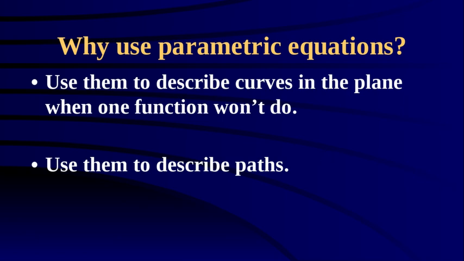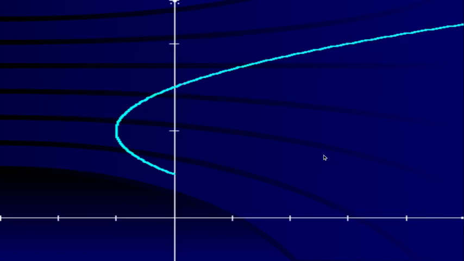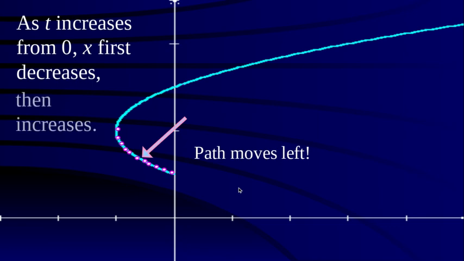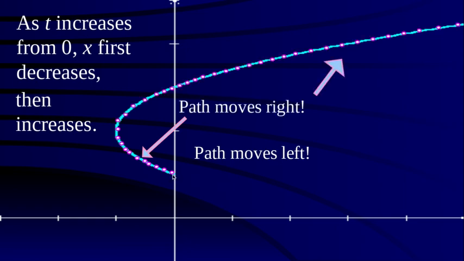So if we looked at this curve as a path, as t increases, so t is the independent variable, x first decreases. What does that mean about the path? It means that the path of the particle is actually moving to the left. And then x increases once you hit this t value, and now the path moves to the right. And if we also wanted to look at the vertical motion, the path is actually always moving up.